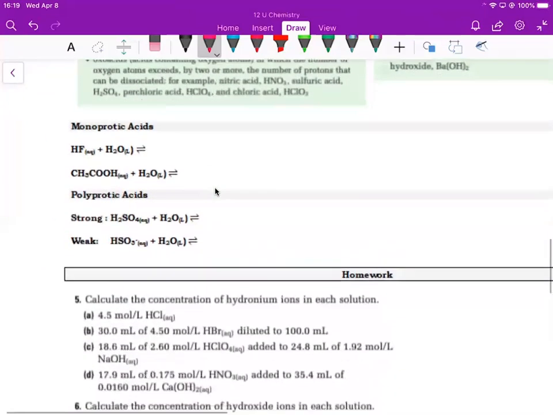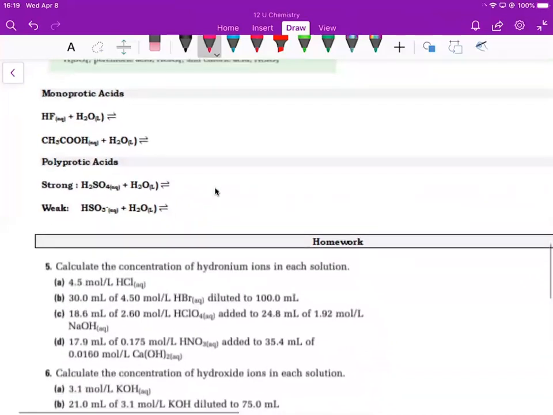Okay, so I went over the idea of monoprotic versus polyprotic. So in this case, a monoprotic acid is hydrofluoric acid, and then this is acetic acid. There's only 1 hydrogen to give off, right? Polyprotic acids, they have more than 1 hydrogen to give off.